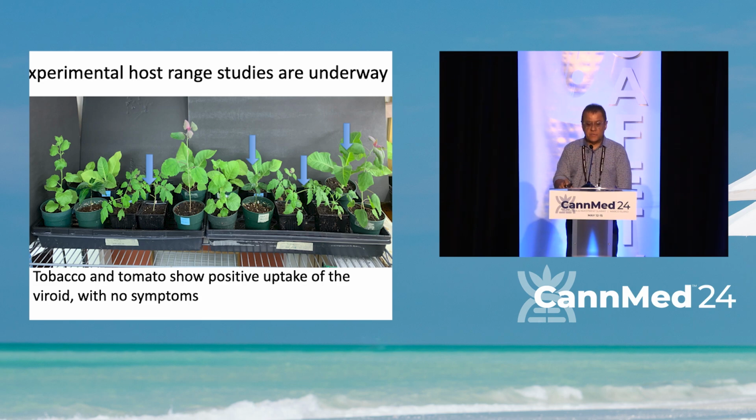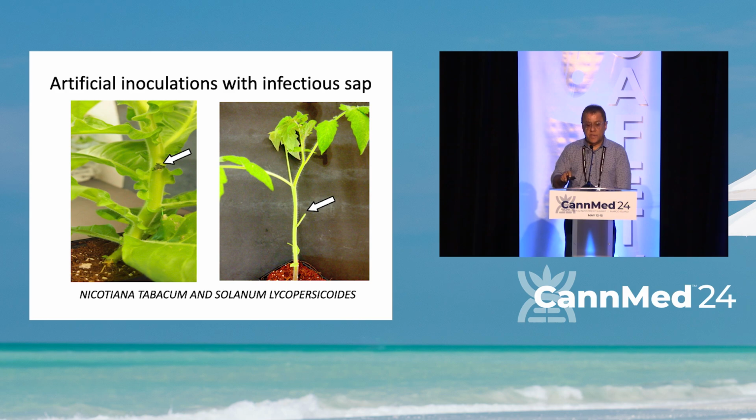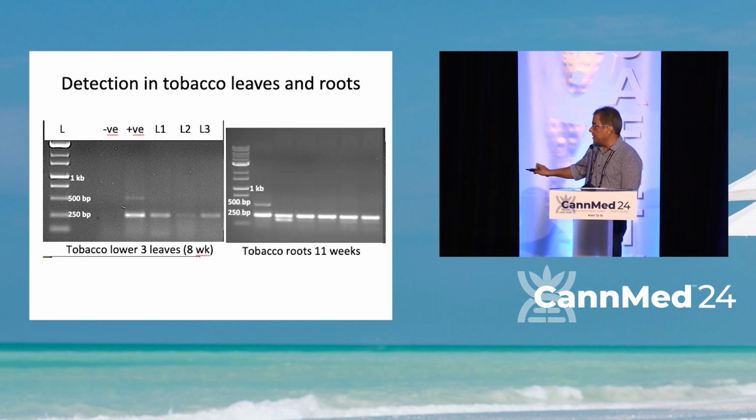So these are some of the experiments we have underway looking at host range. These are the various plants we're looking at. And the way we did the inoculations was simply make a cutting or remove a leaf on a tobacco plant or a tomato plant and add the sap to these injured tissues. And over time, you do see the presence of hop latent viroid in tobacco leaves. This is after 3 weeks, and in tobacco roots after 11 weeks.